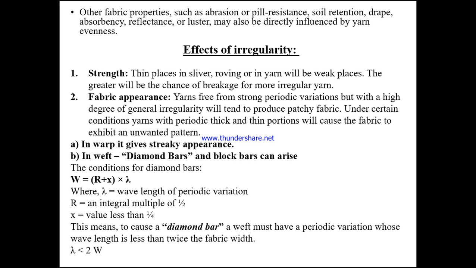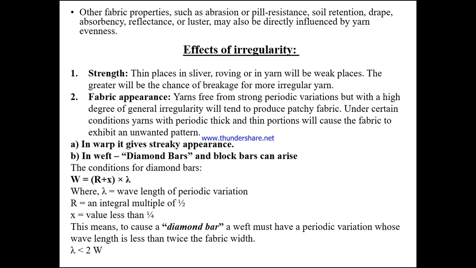Now, the effects of irregularity. What are the effects of irregularity? The strength I have already discussed. The thin places in sliver, roving or yarn will be weak places, because in the thin places there will be fewer fibres. The thin place will always be the weak place, and the more irregular the yarn, the greater the chance of breakage. Then fabric appearance.